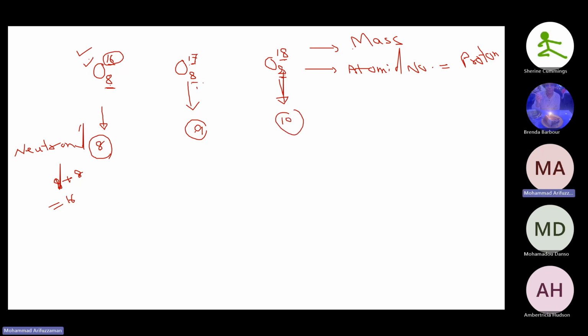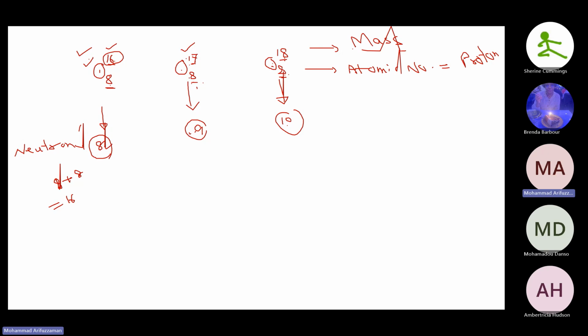Now you can see that these 3 are isotopes of oxygen: O-16, O-17, O-18. This is an isotope of oxygen. So O-16 carries 8 neutrons, O-17 has 9 neutrons, and O-18 has 10 neutrons. The upper number represents the mass number. So what is atomic mass? The number of protons plus the number of neutrons.